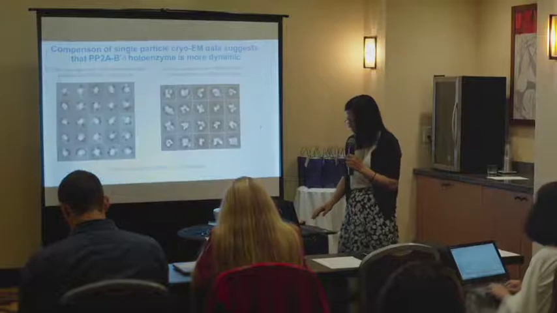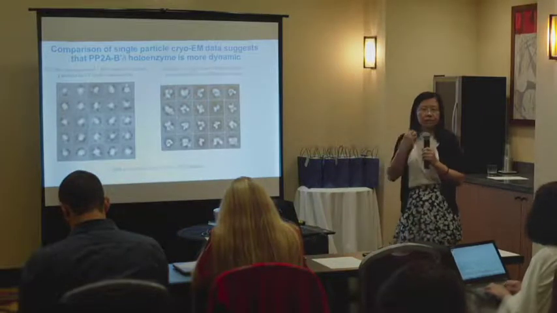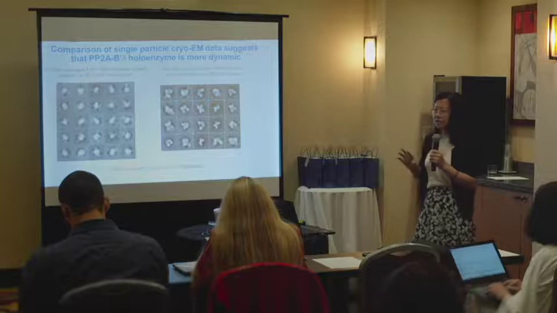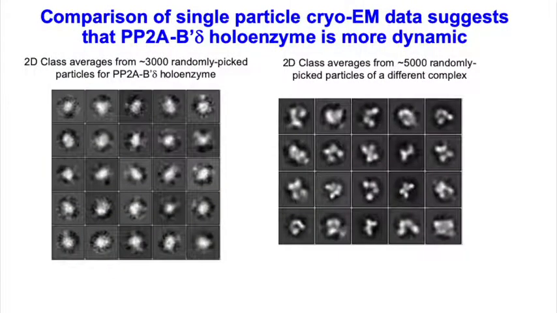I'll show in detail. One thing we did is collect one data set with 1,500 micrographs. We use Relion, a GPU-enabled program, to process all the micrographs. This is just a pick of 3,000 randomly picked particles for the B prime delta holoenzyme. And this is a different complex with a more defined conformation, and you can see that with 5,000 randomly picked particles you get a very good 2D classification.